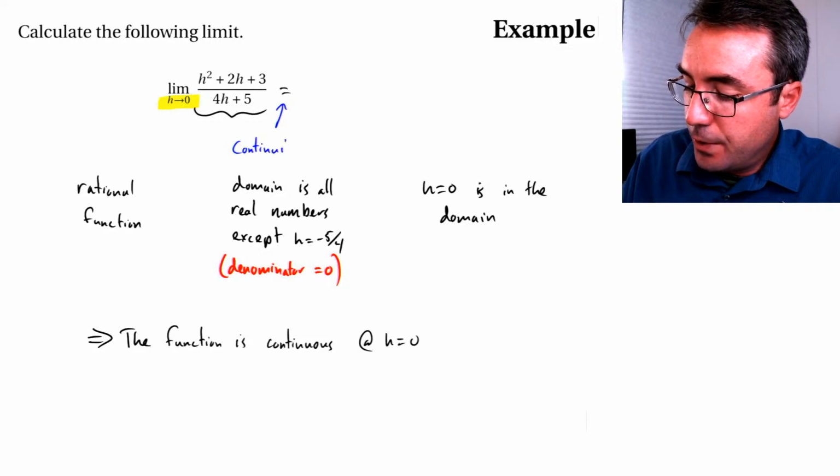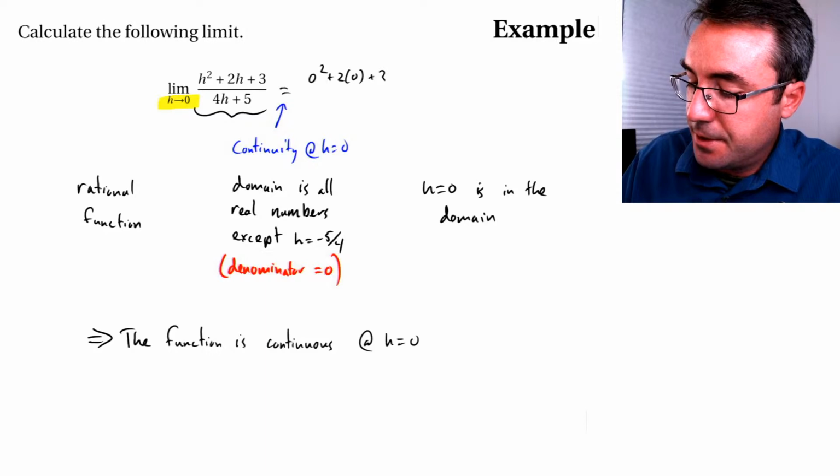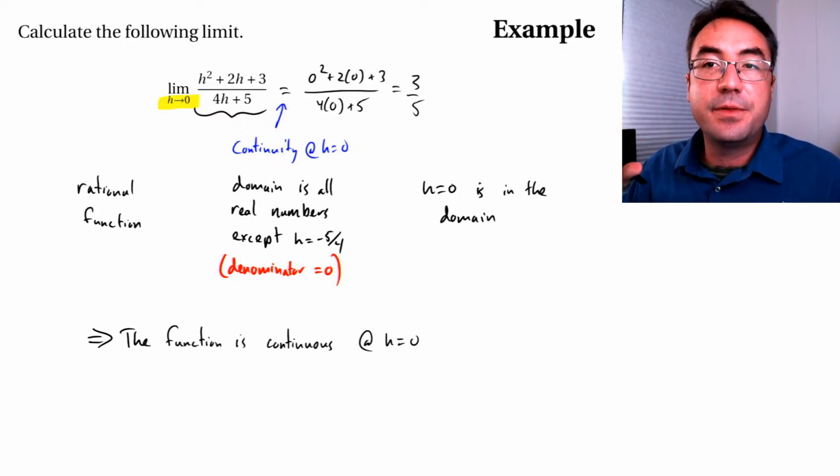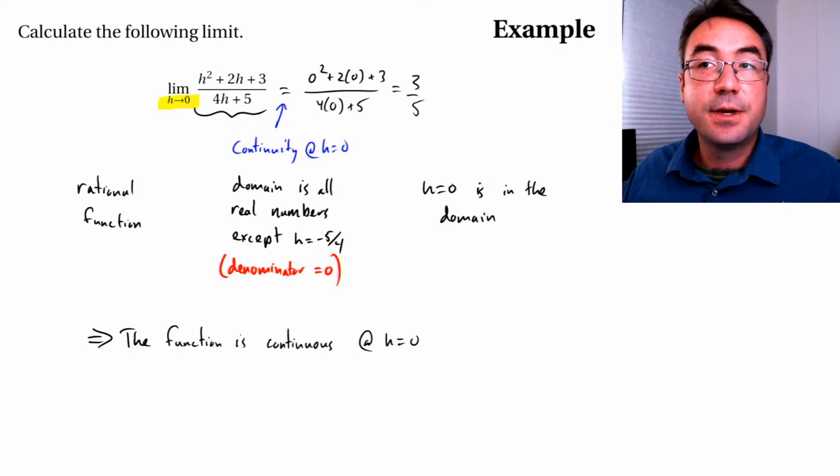So by our continuity at h equals 0, plugging in just gives us 0 squared plus 2 times 0 plus 3 all over 4 times 0 plus 5, which simplifies to just 3 over 5. So if we know our function's continuous, then we might have to do a little bit of an argument there about why it's continuous, but then that really makes calculating the limit then that much easier.